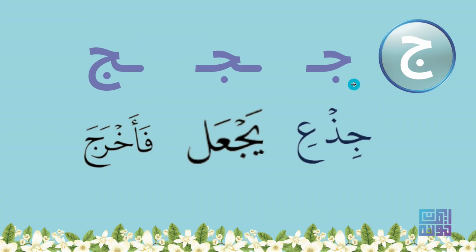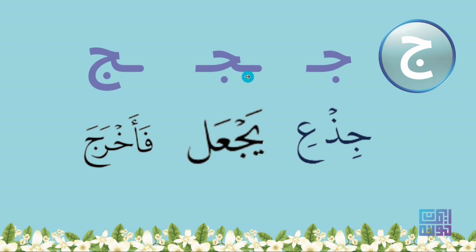Now here the letter Jim, if it comes at the beginning, then it's written like this. And if you just have a look here, you will notice the resemblance that this is the head of the letter Jim here. This is the head of the letter Jim, with a dot beneath. And when it's connected, we omit writing this part, this round part. Okay? So this is the letter Jim with a dot beneath.